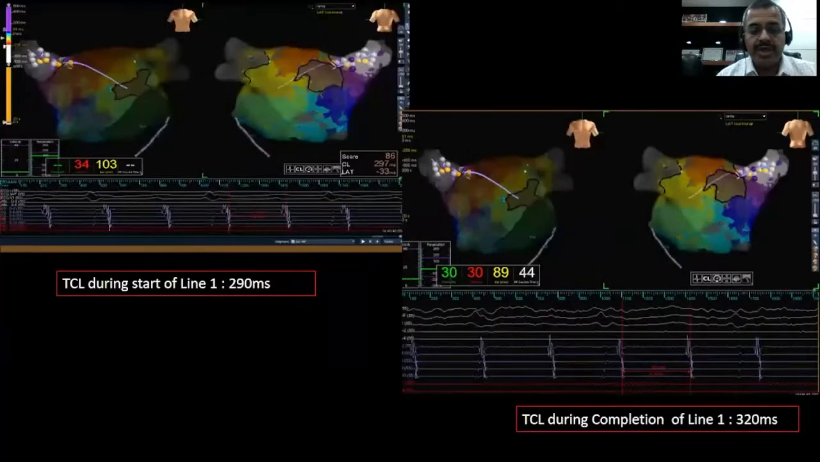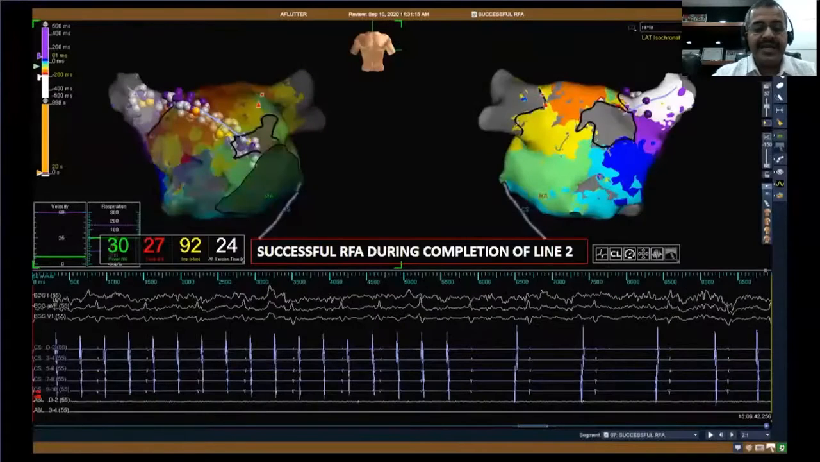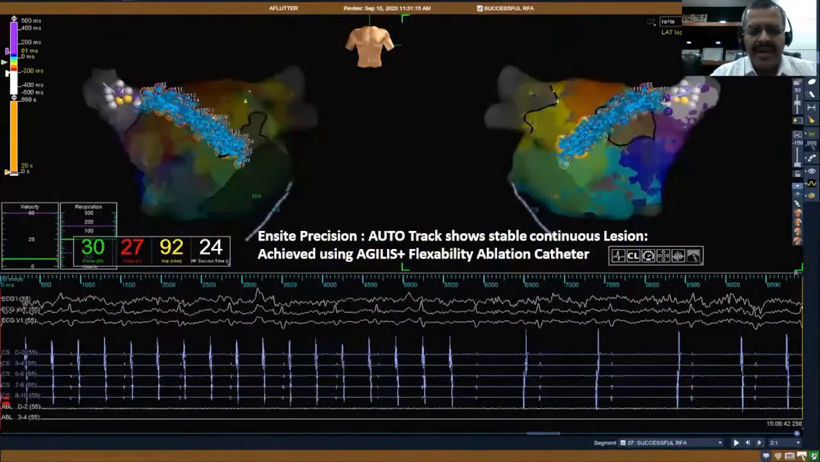Once we did the posterior line, the tachycardia cycle length changed from 290 to 320 milliseconds, with a change in atrial activation pattern. Subsequently, when we did the second line connecting the right superior pulmonary vein to the anterior mitral annulus, the flutter terminated to sinus rhythm on completion of the second line. When we had such a long linear line, the position tracking facility was used to ensure that the catheter was stable, and auto track showed we had a stable continuous lesion, since it was delivered using an Agilis sheath support and a flexible bidirectional ablation catheter.